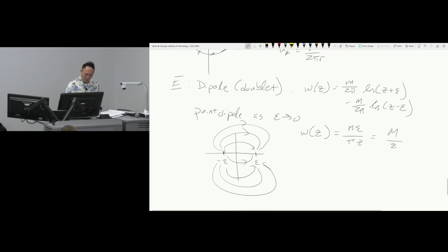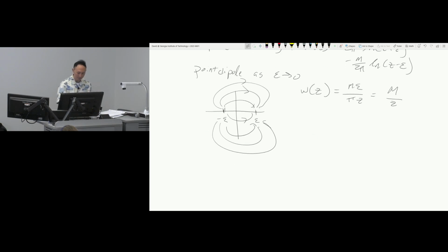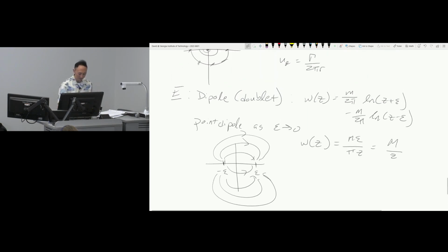All right, then we have the doublet, which is, imagine you've got two dipoles a distance epsilon apart, and basically flow goes from one to the other.